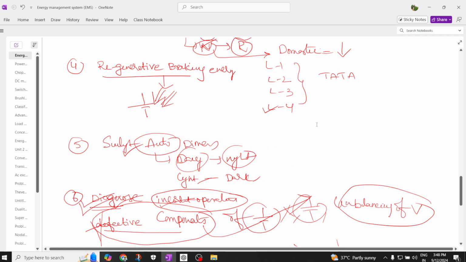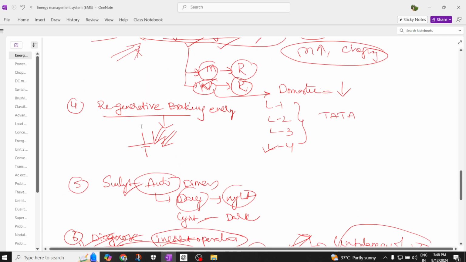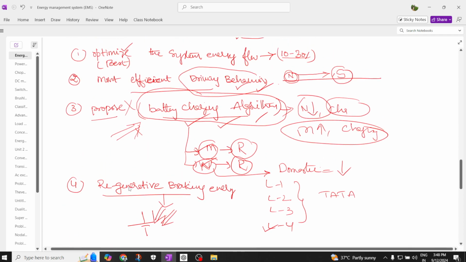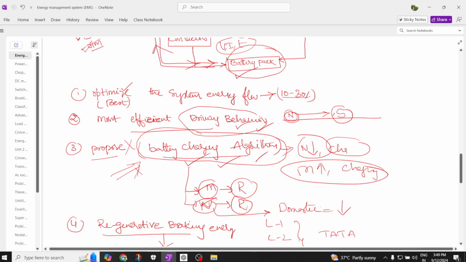Energy management system also helps us to automatically adjust the dimming as per the available morning or night. And this energy management system supports regenerative braking. You can select what kind of regenerative braking you want in your electric vehicle, which will help us to travel with less amount of charging of the vehicle.